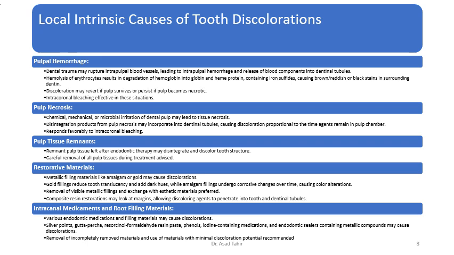Composite resin restorations may leak at margins, allowing discoloring agents to penetrate into the tooth and dentinal tubules. Intracanal medicaments and root filling material: various endodontic medications and filling materials may cause discolorations. Silver points, gutta percha, resorcinol formaldehyde resin paste, phenols, iodine-containing medications, and endodontic sealers containing metallic compounds may cause discolorations. Complete removal of these materials and use of materials with minimal discoloration potential is recommended.